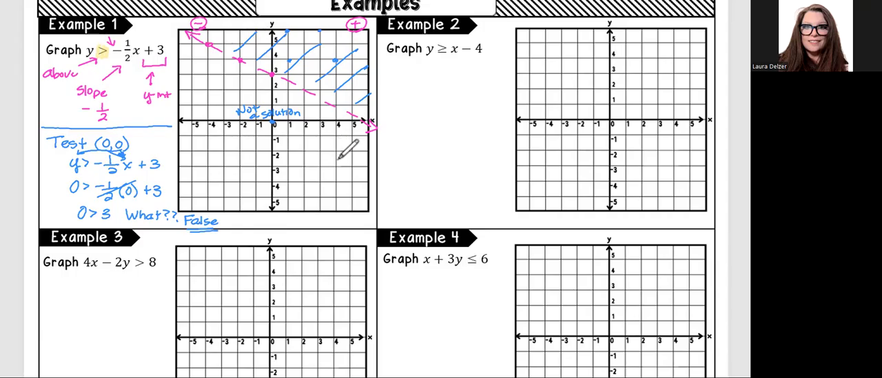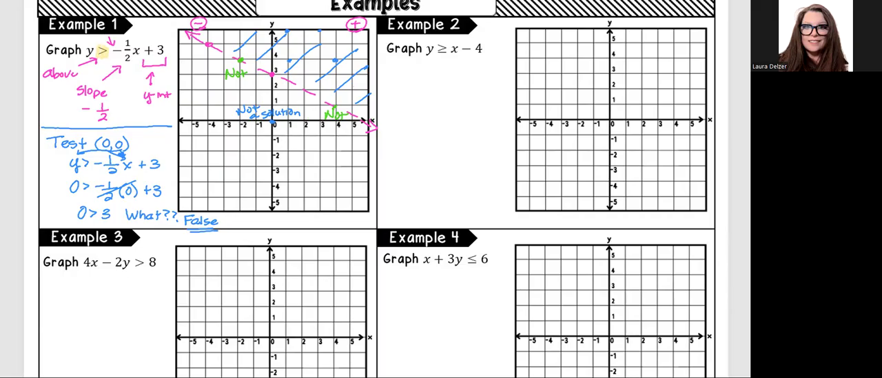all these points are solutions. Another thing that is not a solution, because this is a dashed line, I just want to point out, this point, not a solution. This point, not a solution. Okay, so anything that falls directly on the line is not a solution if it's a dashed line. Alrighty, so you might need to know that at some point in time.